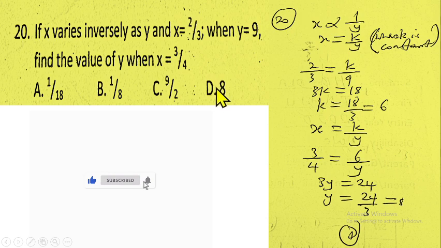3 over 4. So from there, rewrite the equation s equals k over y. Then our s, 3 over 4, equals 6 over y, because our k is 6. From there, we can cross multiply. 3 times y gives us 3y, 4 times 6 is 24. Then from there, we can divide both sides by 3. Our y will be 8. So option D is the correct option for question number 20.